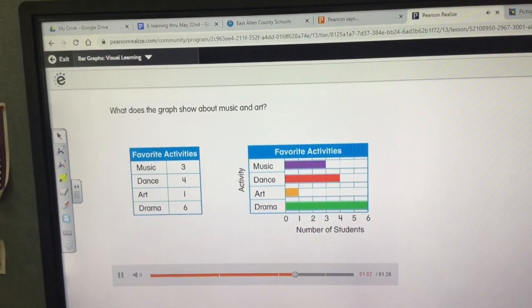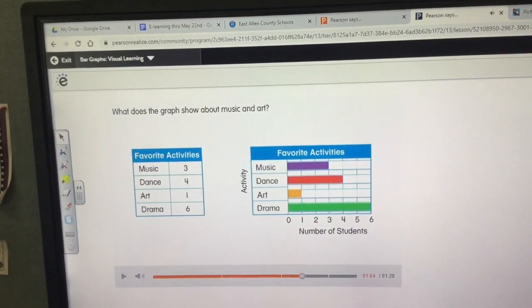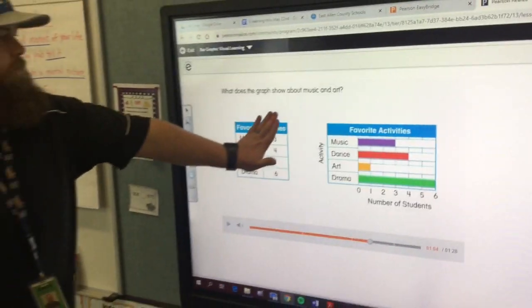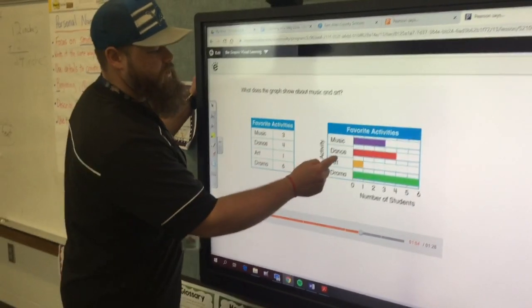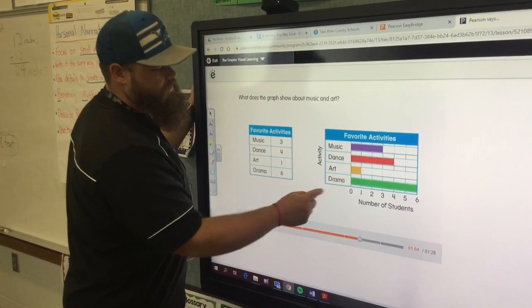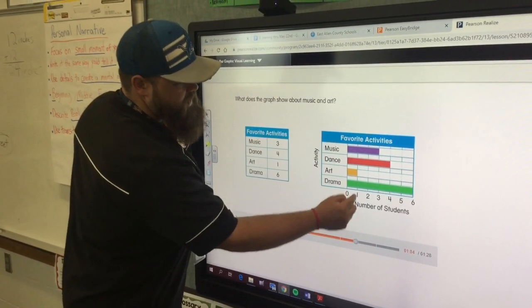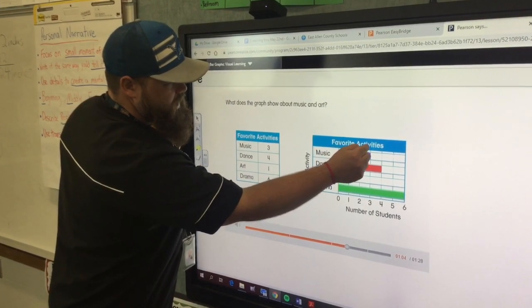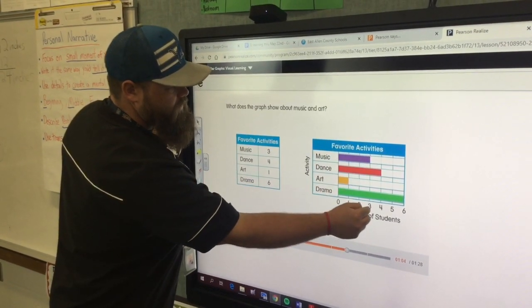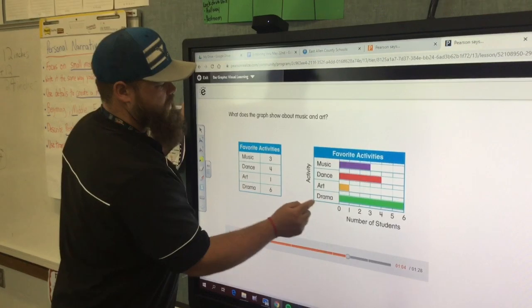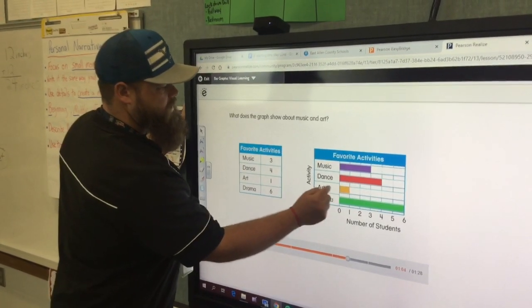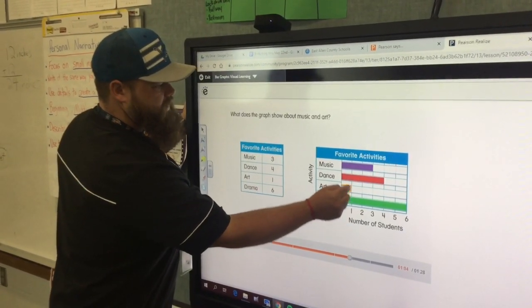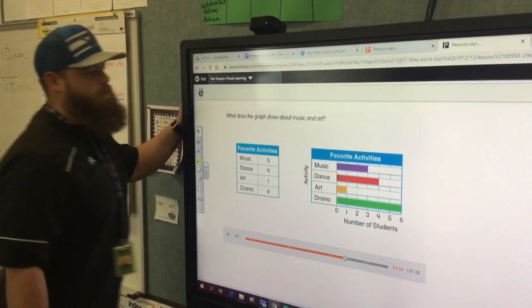What does the graph show about music and art? Okay, again, we're talking about the graph, so don't think about the table. So music, I see, if we look down here where this 1 is, there's 1, 2, and it ends right here at this line, which is 3. So 3 people like music the most. And right here, here's art, the orange, and that only goes out to where the 1 is. So 1 person likes art the most.